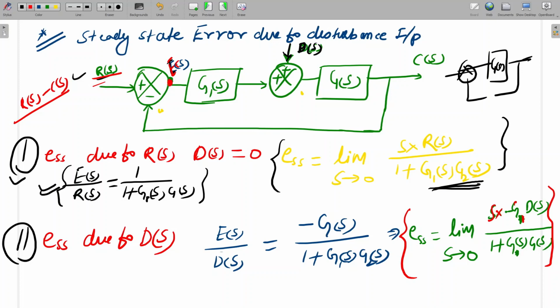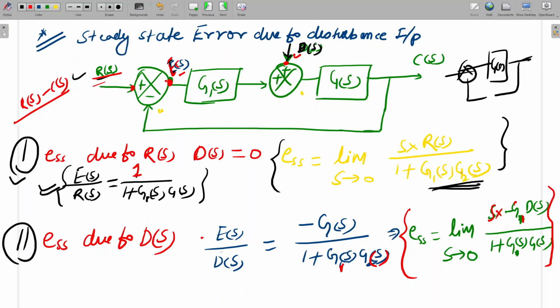So I am writing the transfer function between this point and this point. The first transfer function is E by R. The R to E gain will be 1, forward path. So that is 1 divided by 1 minus the loop. Second case, I am writing due to disturbance. The disturbance is here and this E point is here. So up to E(s), the gain will be minus G(s), forward path gain. So minus G(s) divided by 1 minus G1(s) into G(s). Is it clear?